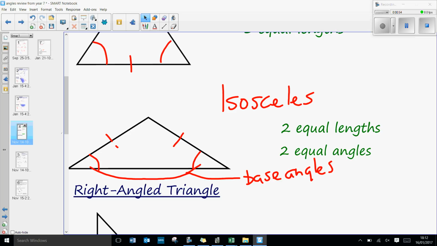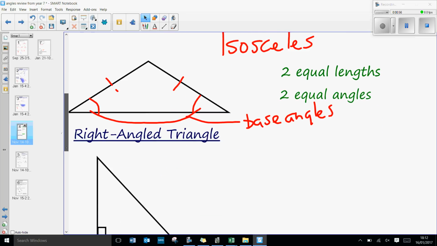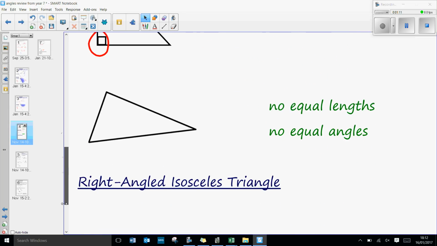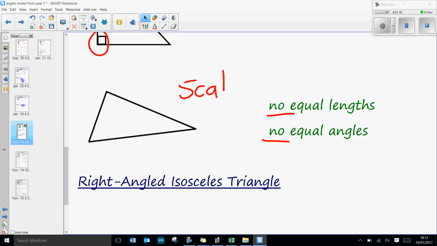A right angle triangle, the clue is in the title. It has a right angle, okay, so it has a 90-degree angle. And the last one has no equal length and no equal angle, so everything about it is different. That is known as a scalene triangle.